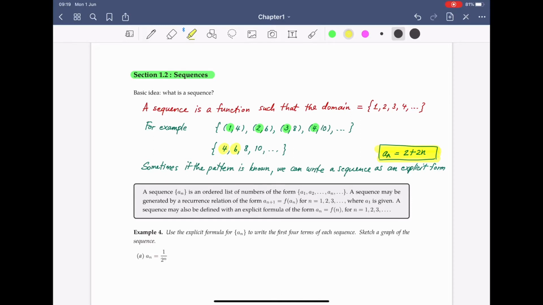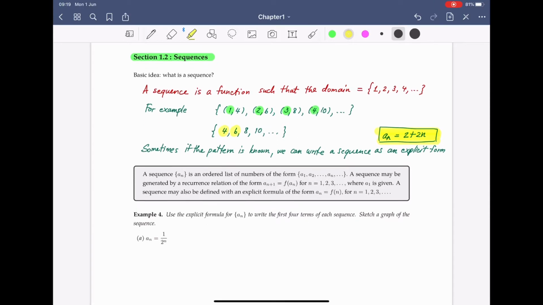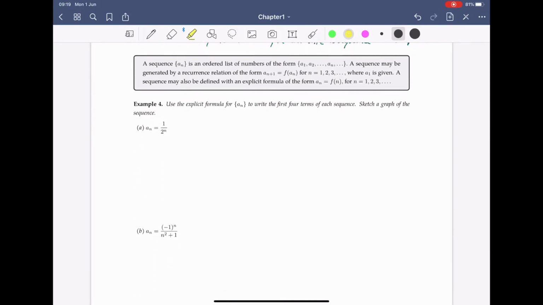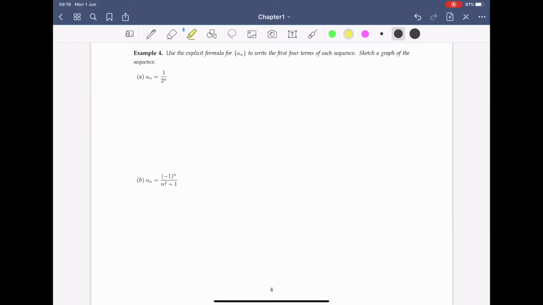So let's do some examples. So let's take a look at example 4. Example 4: use the explicit formula for a_n to write the first 4 terms of each sequence. So we're going to practice by looking at a formula of a sequence, and then we're going to list 4 terms, and then after that we're going to sketch the graph of the sequence.